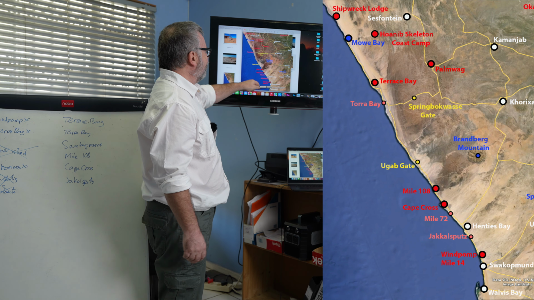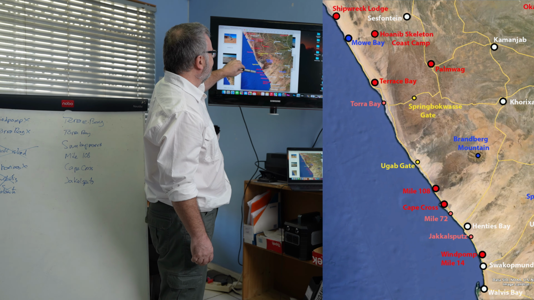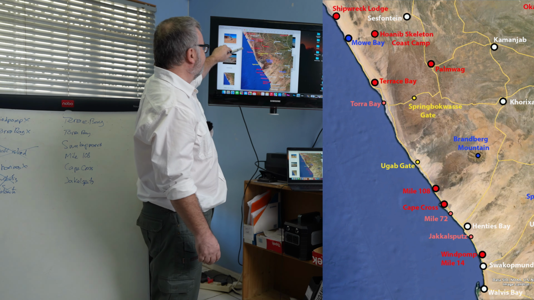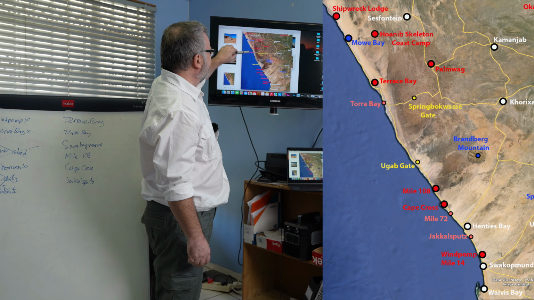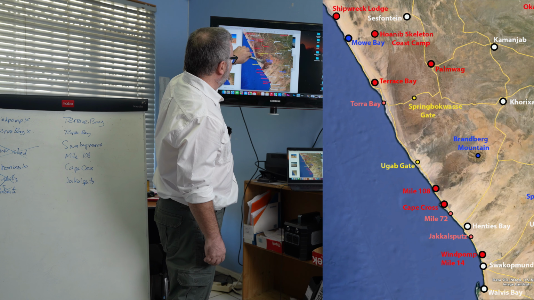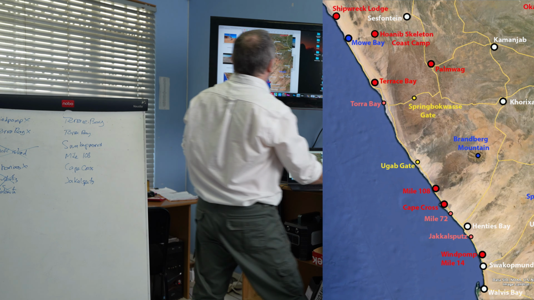Then we've got Wlotzkasbaken, which used to be called Mile 14, Cape Cross, Mile 108, Terrace Bay, all the way up here. Jakkalsputz, Mile 72 and Torra Bay are the seasonal ones. And they're the two gates on Skeleton Coast National Park.